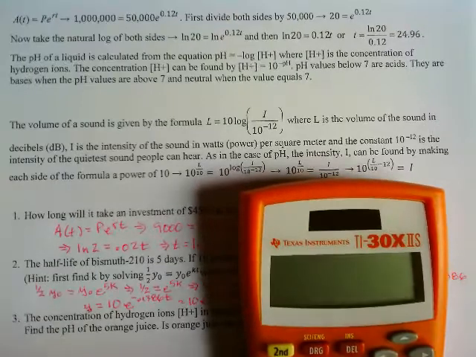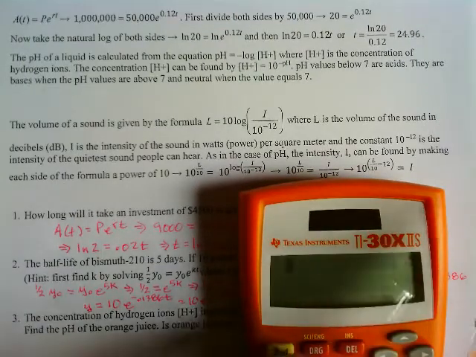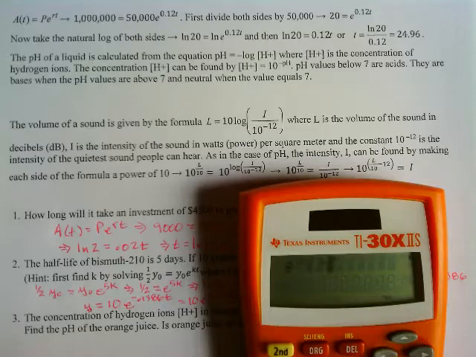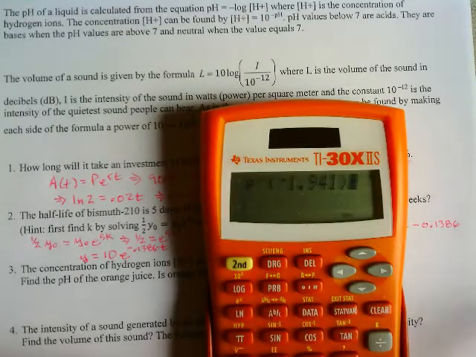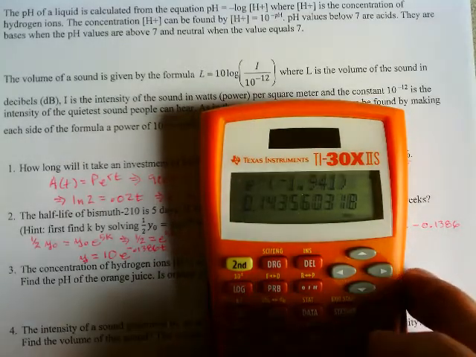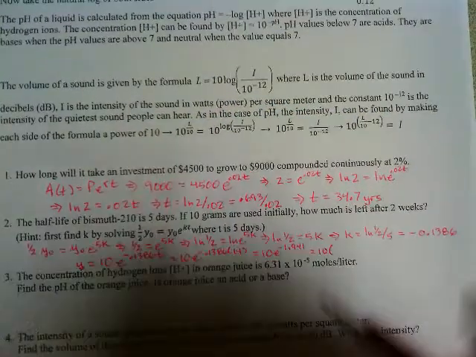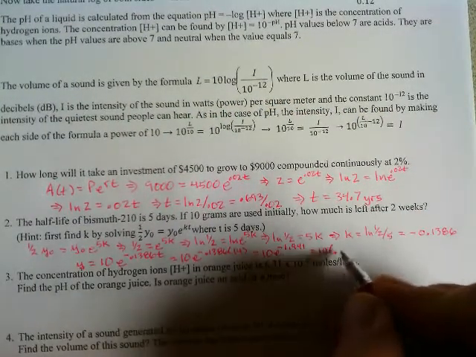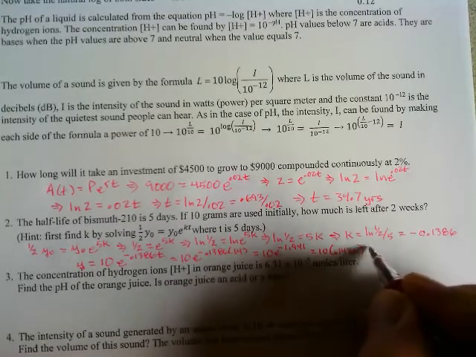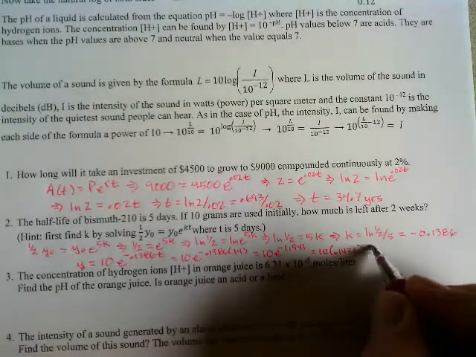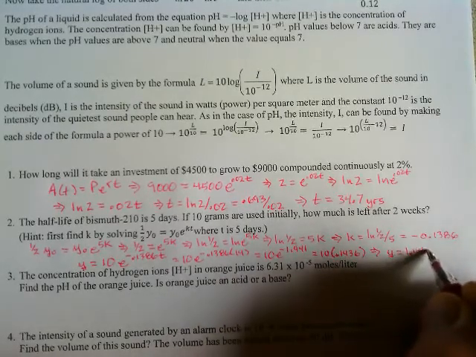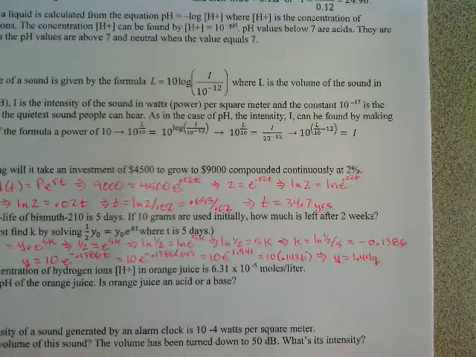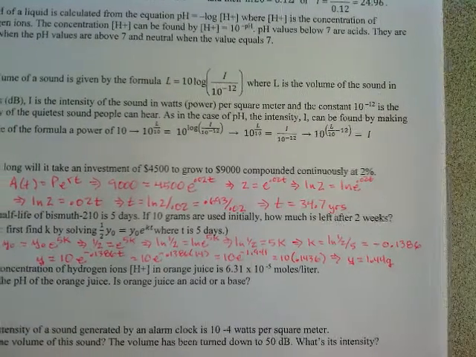So we would have e negative 1.941, and you can see how that comes out to the 0.1436. And so basically we would have 1.44 grams left after 2 weeks.